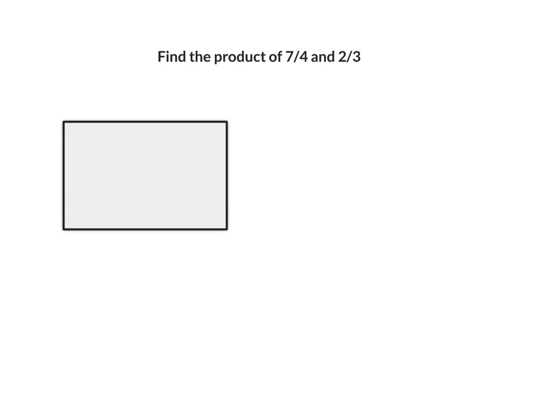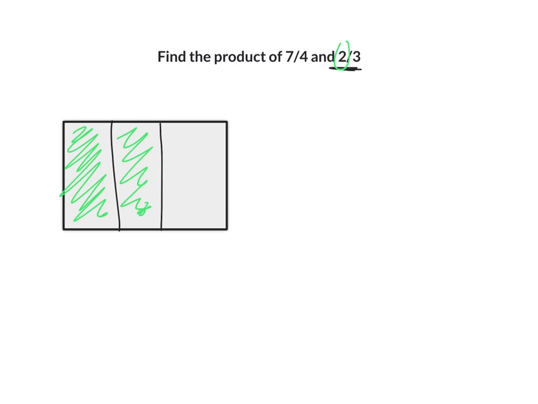So here we have the same problem, 7/4 of 2/3, or finding the product of 7/4 and 2/3. The way we can represent this is by using a bar model. So here we have 2/3, and we'll divide our bar into thirds first. And how many parts do we care about? Well, our numerator tells us that. So we're going to shade in 2 out of the 3 parts. So here's 1/3, and here's the second third.